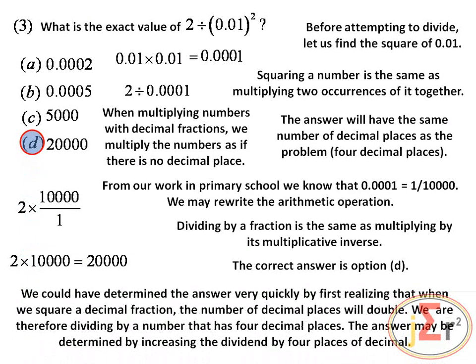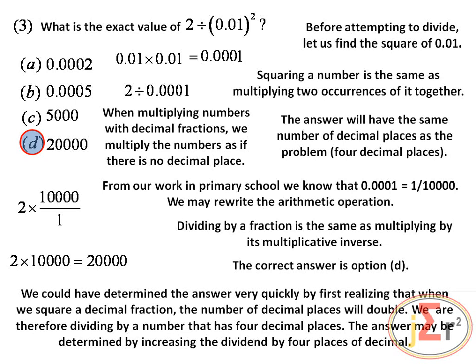We could have determined the answer very quickly by first realizing that when we square a decimal fraction, the number of decimal places will double. We are therefore dividing by a number that has 4 decimal places. The answer may be determined by increasing the dividend by 4 places of decimal. So just by looking at it, we may be able to write the answer down.